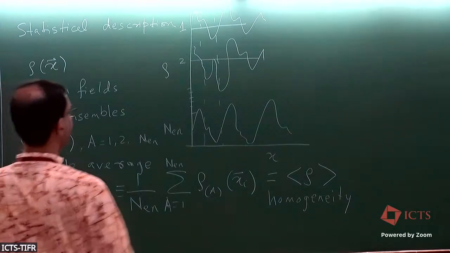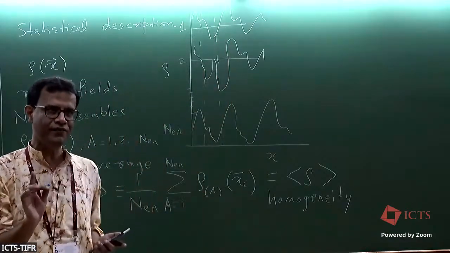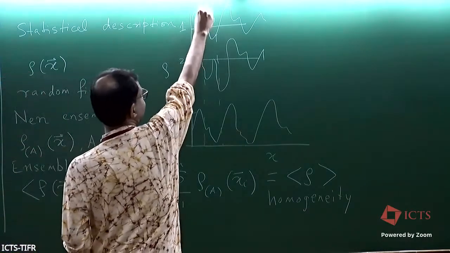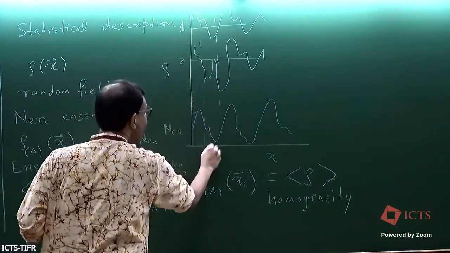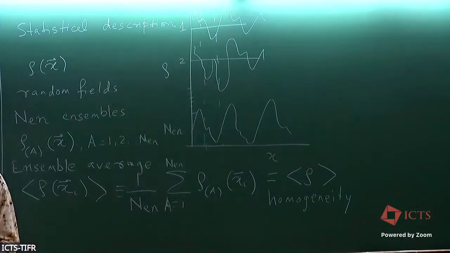So clearly, the density here and the density here in a given realization is different. There is no question about that. But the ensemble average density at this point and the ensemble average density at this point have to be the same. Okay, so that is the concept of homogeneity.